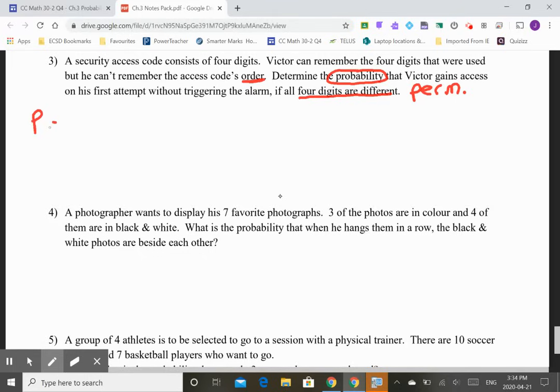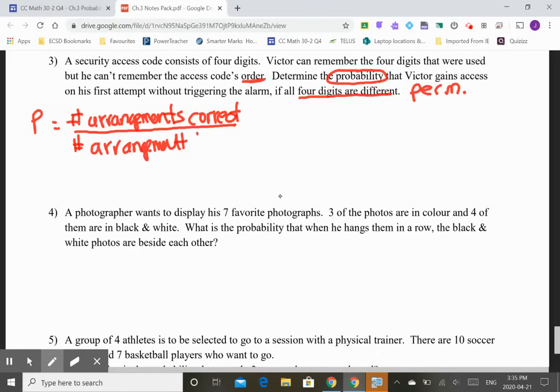Probability is our number of favorable outcomes out of our number of total outcomes. Favorable outcomes comes from the number of arrangements with a specific restriction. So in this case, that is going to be the number of arrangements of these numbers that are correct. The correct code, the number of arrangements that are correct. The denominator is going to be the number of arrangements with no restrictions. So that's going to be the number of arrangements of the 4 numbers.